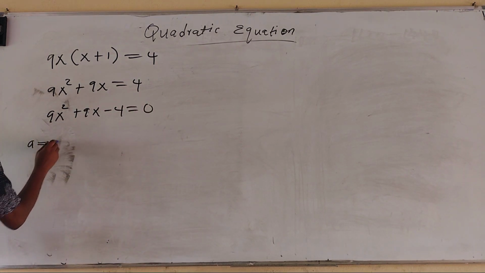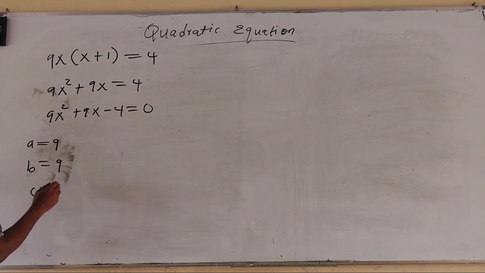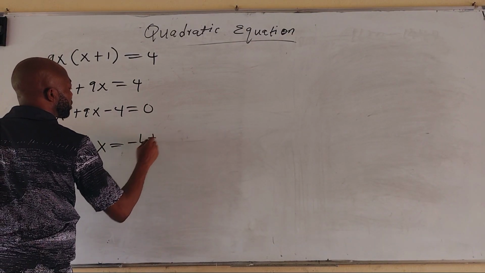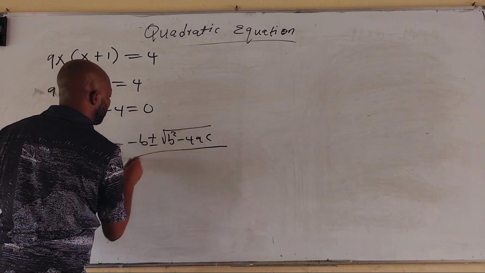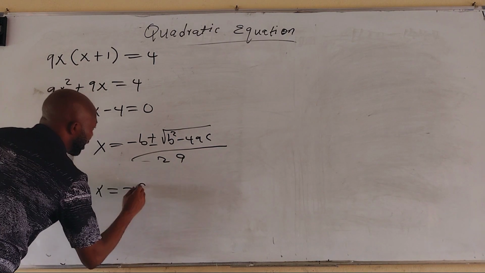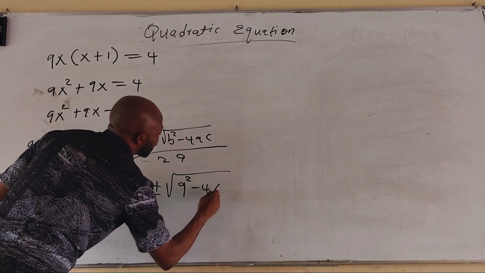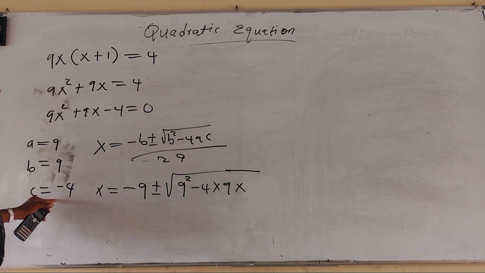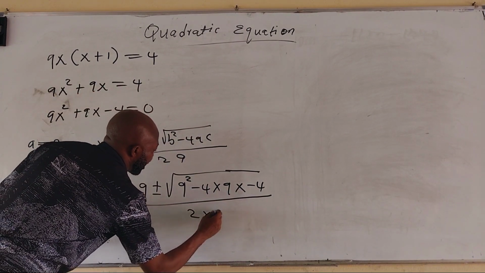So my A is equal to 9, my B is equal to 9, and my C is equal to minus 4. The formula: X is equal to minus B plus or minus the root of B squared minus 4AC, over 2A. And X is equal to minus B, which is 9, plus or minus the root of 9 squared minus 4 times A, which is 9, times C, which is minus 4, all over 2 times 9, 18.